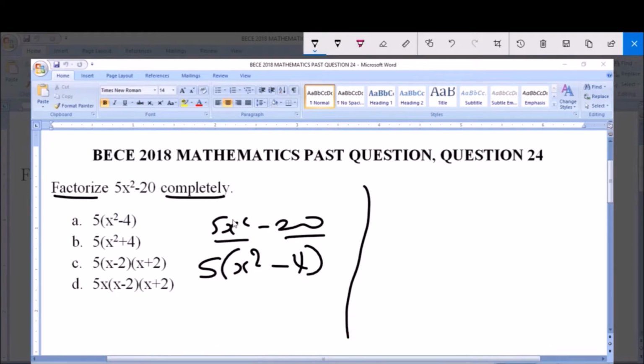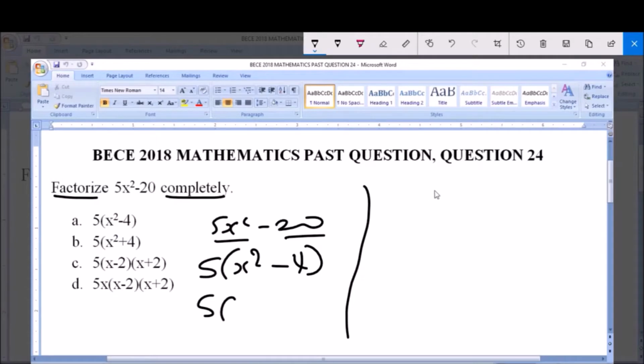I believe you understand. Now looking at this, these two in the brackets are perfect squares. You have x squared here and you have 4. 4 is a perfect square of 2. So we can also simplify this here. Therefore we have 5 into, now we want to deal with the simplification of x squared minus 4. We have to factorize x squared minus 4.